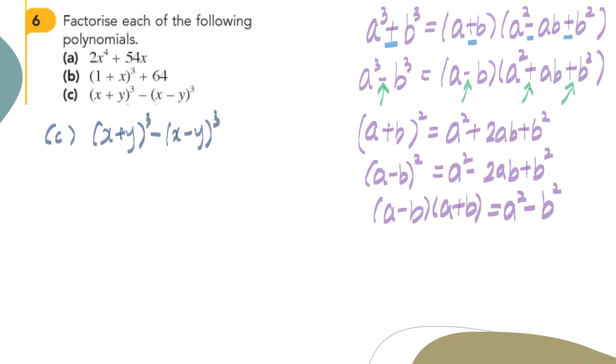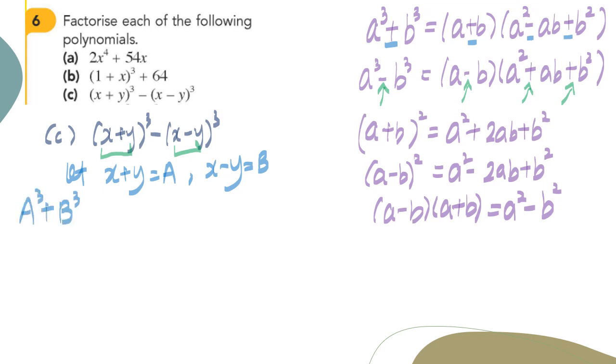All right, so for a relatively difficult question like 6C, I would suggest that you use substitution. So we can let x plus y equal a, then x minus y equal b. Right, so what we are factorizing is a cubed plus b cubed. Okay, I'm sorry, a cubed minus b cubed. We are factorizing a cubed minus b cubed. So we'll be using the second one, that is the difference of cubes.